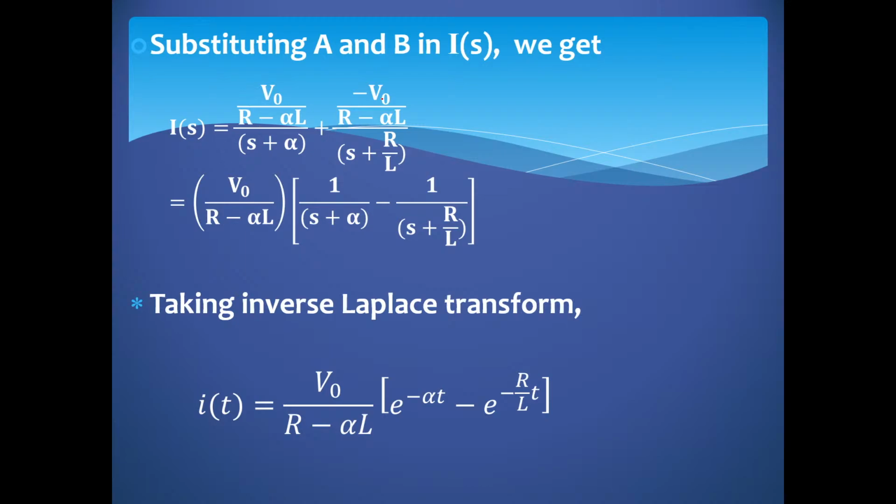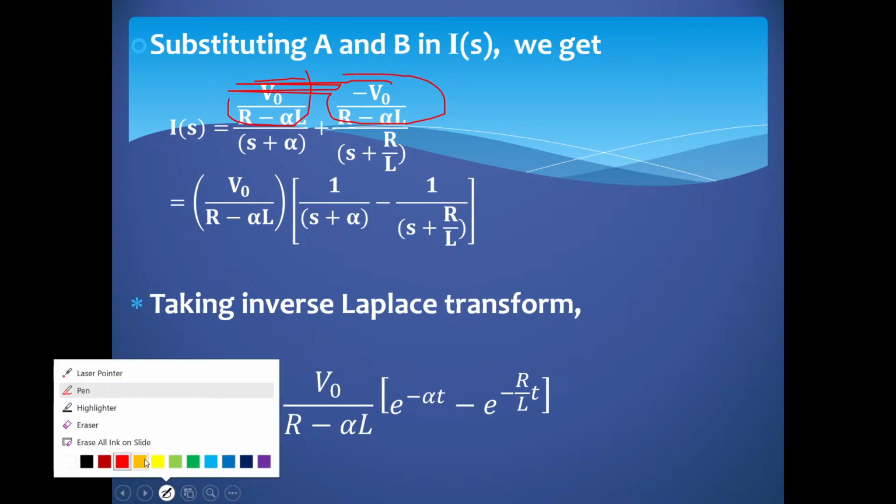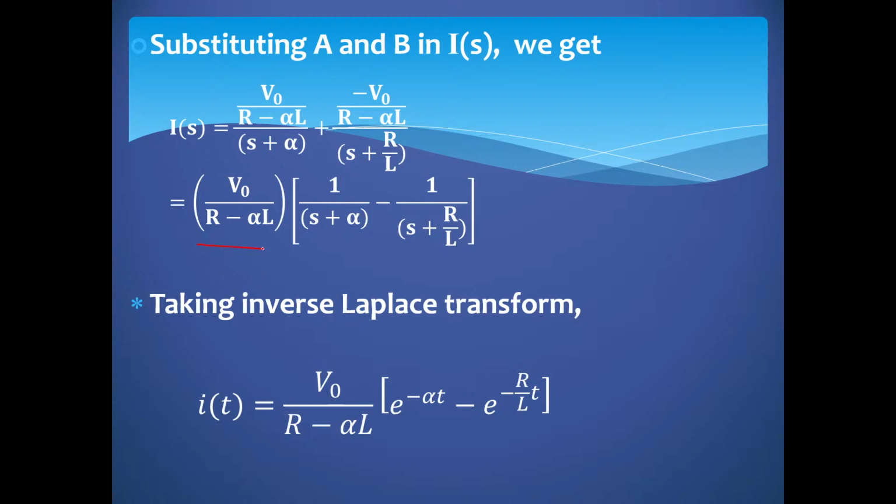Now you can see in the numerator V naught by R minus alpha L, and here minus V naught by R minus alpha L. Both terms are the same, isn't it? You can take them common. V naught by R minus alpha L you will get. After taking it common, what is left over? The coefficient to this you will get is 1 by S plus alpha minus 1 by S plus R by L.